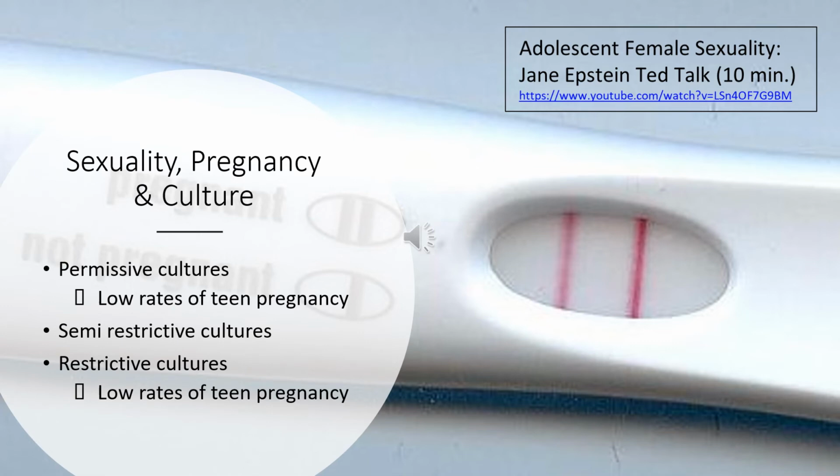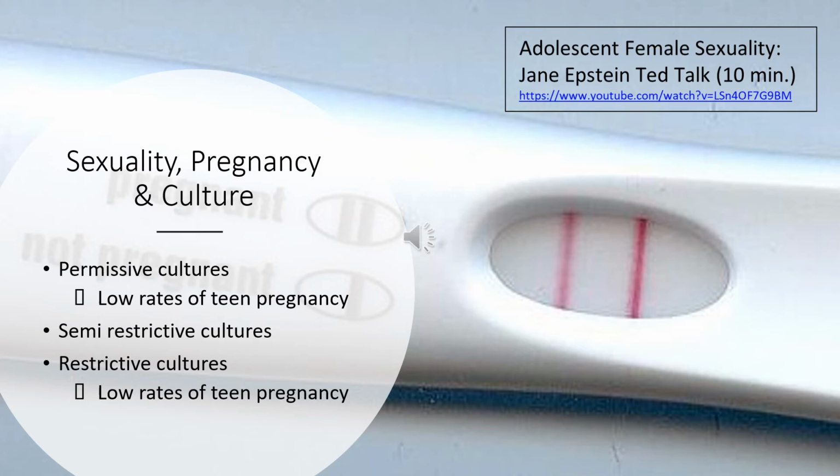Okay, so let's talk about sexuality, pregnancy, and culture. Around the world, in terms of teen pregnancy, we can divide cultures into 3 groups: permissive cultures, which have low rates of teen pregnancy; semi-restrictive cultures, which have the highest rates of teen pregnancy; and restrictive cultures, which also have low rates of teen pregnancy.